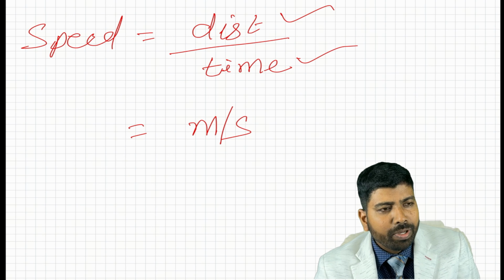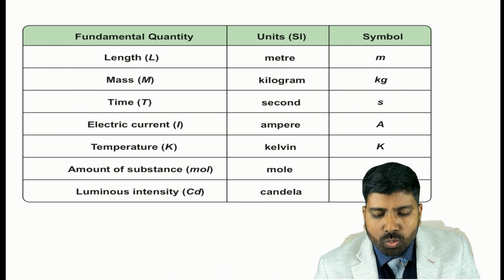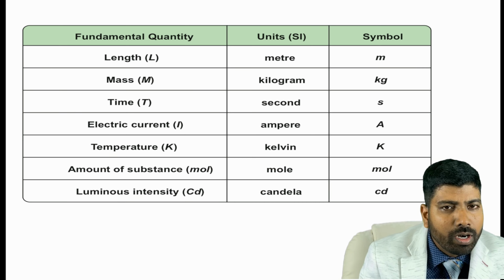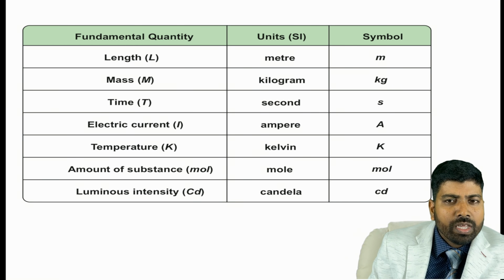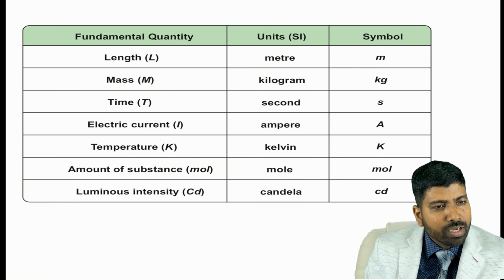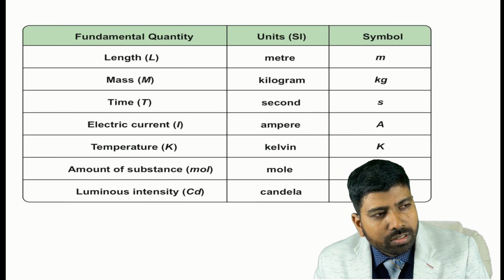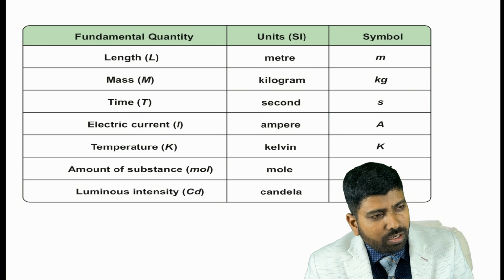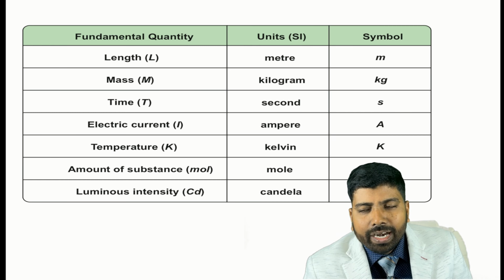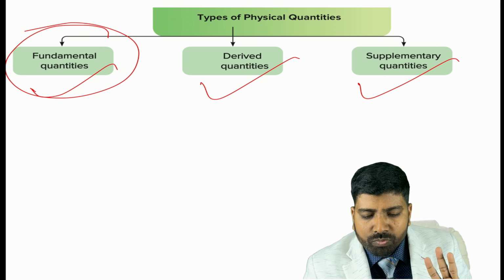There are many examples that will come, but one thing you always remember: we have only these 7 fundamental physical quantities. You can remember these 7, and apart from these, any other physical quantity that comes will be a derived physical quantity. And I told you there are 3 types of physical quantities. Can you remember?